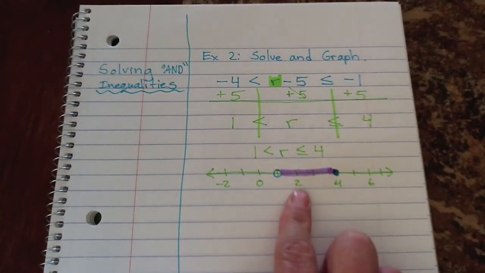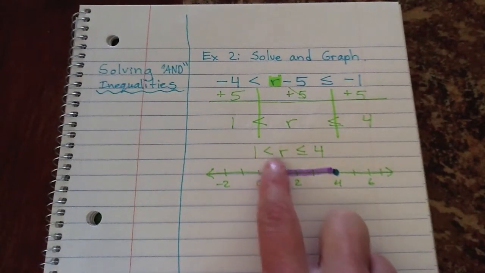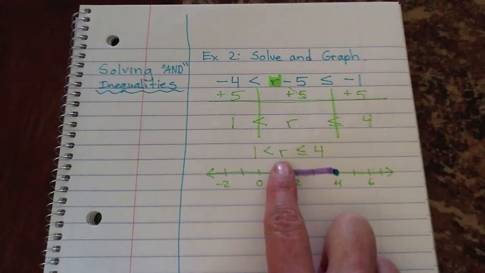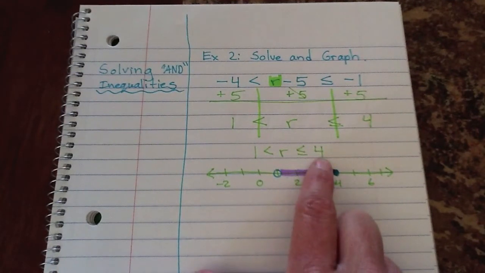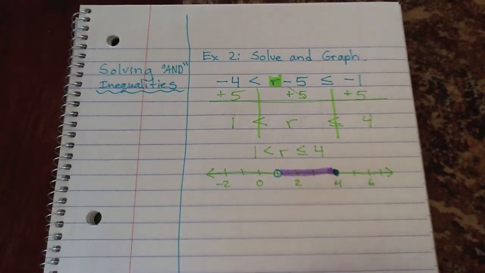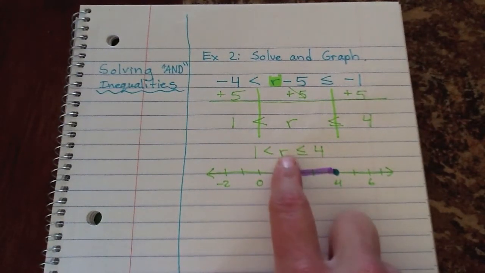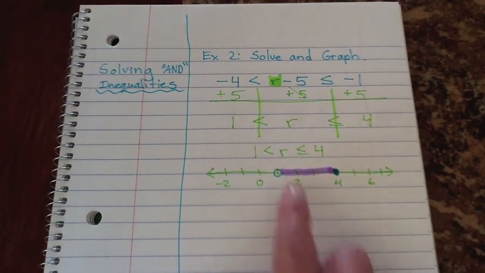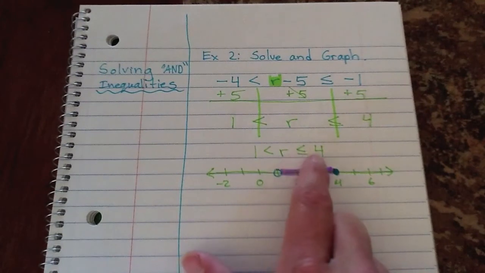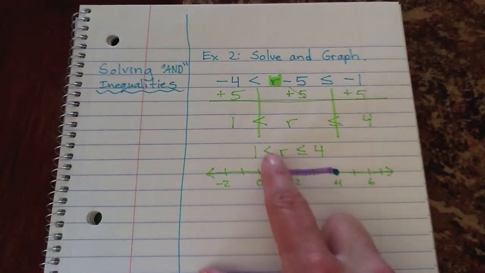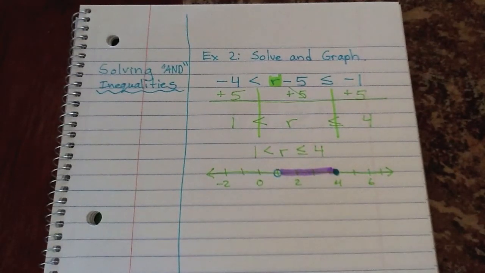Try one of the numbers like 2. Is 1 less than 2? Yes, it is. Is 2 less than or equal to 4? Yes, it is. And that should work every time. If you try any number in here and put it in for r, or the variable, these both should work. Or you can read it, is 2 less than or equal to 4? Yes. Is 2 greater than 1? Yes, if you see it better that way.